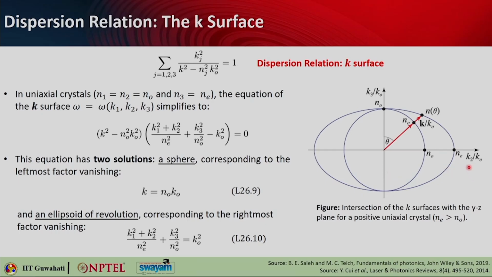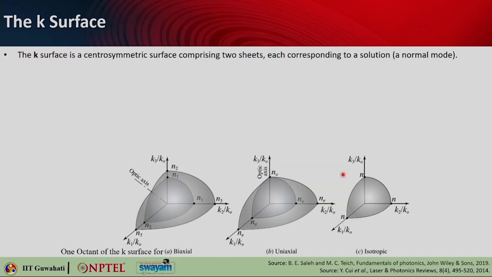So, here is basically the plot of the k surfaces with the yz plane. You are only showing k2 and k3 here, and we are considering a positive uniaxial crystal, and that is why you are able to see Ne larger than No. Here you see the sphere that corresponds to this one, and this is the ellipsoid, which is this one.